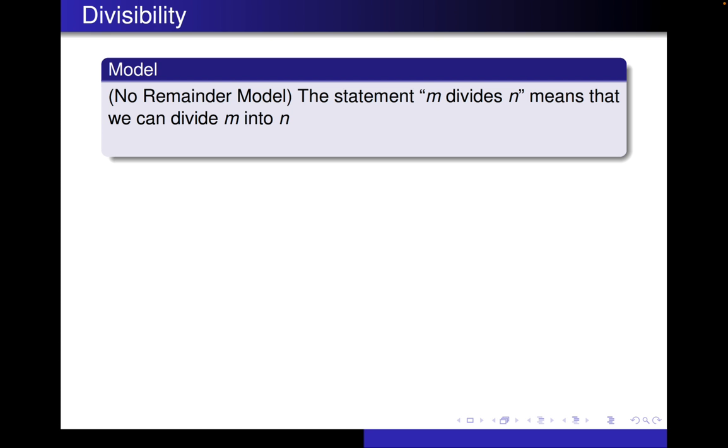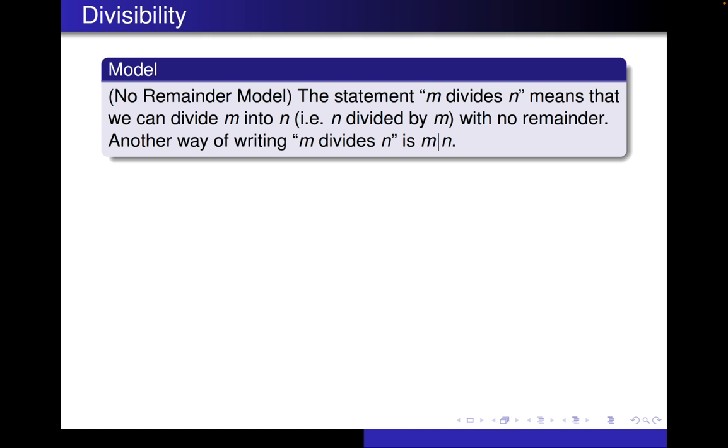So if I say that m divides n, that means we can divide m into n evenly. When I say we divide m into n, that means we do n divided by m with no remainder. And the way we write this is m vertical line n. So when I say m vertical line n, that means m is divided into n, or we do n divided by m, and we get no remainder.